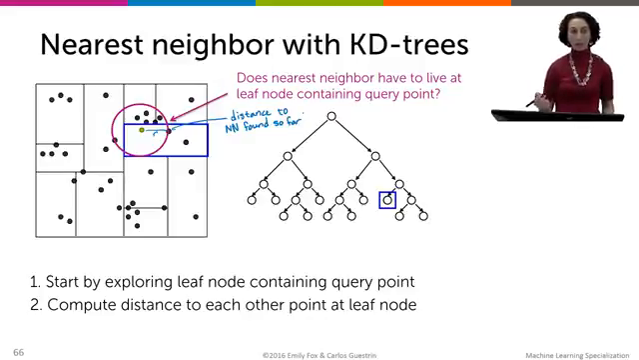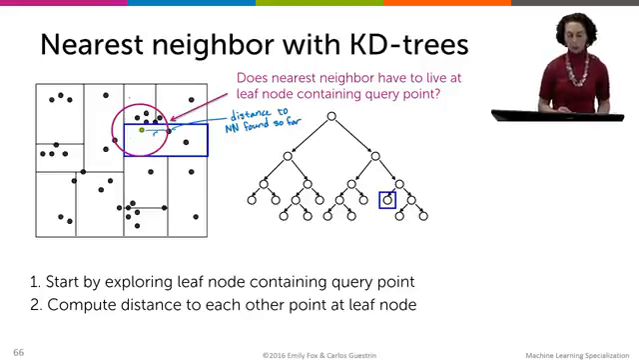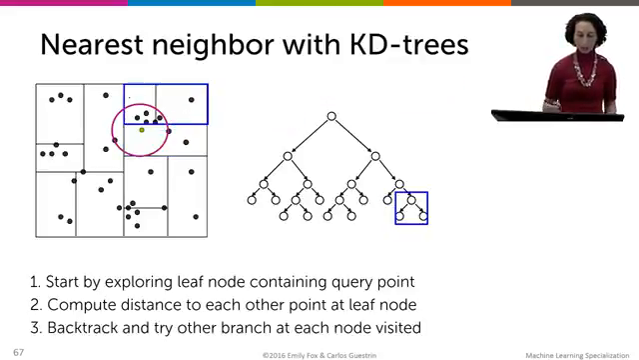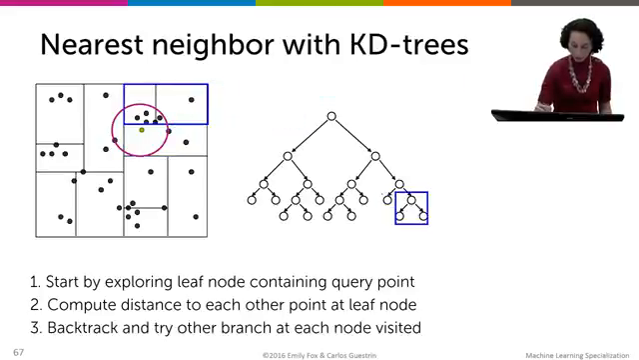Then a natural question is, are we done? Does the nearest neighbor live within the blue box that we just searched? No, not necessarily. That should be obvious, because now that we've drawn this fuchsia circle, we see that there are other points that are closer to this green point that live in other neighboring boxes. So we're going to continue searching. We're going from this node that we already examined, that one's already done, and we're going to backtrack. We're going to go back up the tree and start checking out other branches.